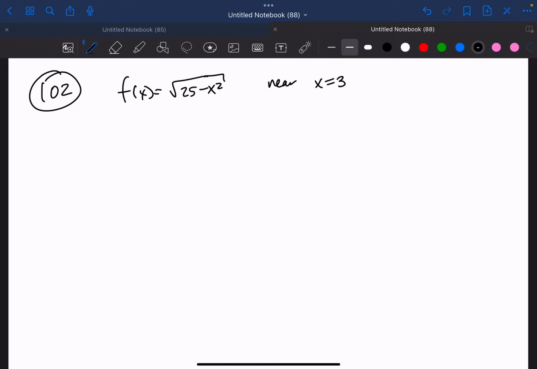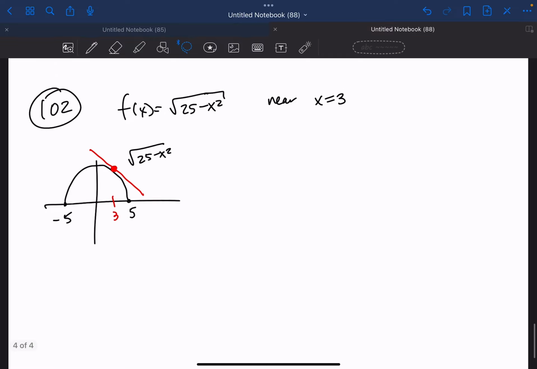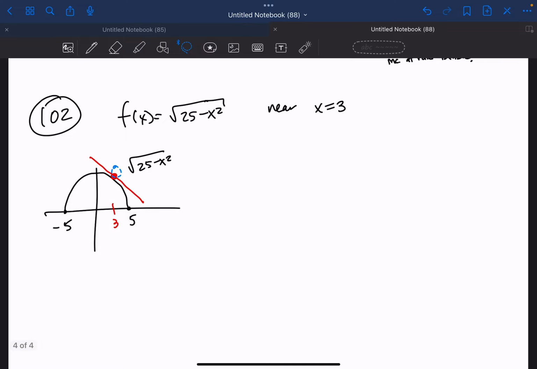That thing's going to look like half a circle, where over here is positive 5 and over here is negative 5. That's what the square root of 25 minus x squared is going to look like. And so over here at 3, I want you to find a linear approximation. In other words, find me that tangent line at x equals 3. And trust me, it's touching.